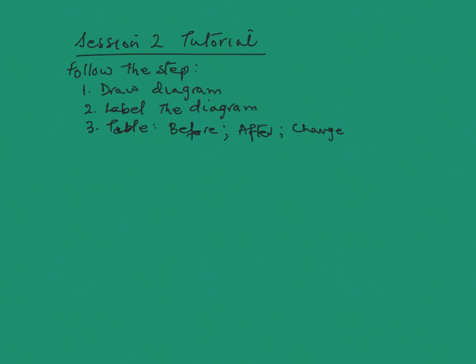Before we start analyzing tutorial questions from session 2, we need to remember to follow some steps. Step number 1, draw the diagram. Step 2, label the diagram. Step 3, fill in the table: before, after, and what are the changes?